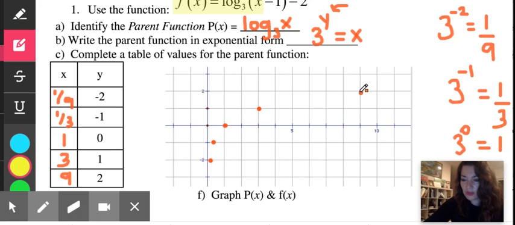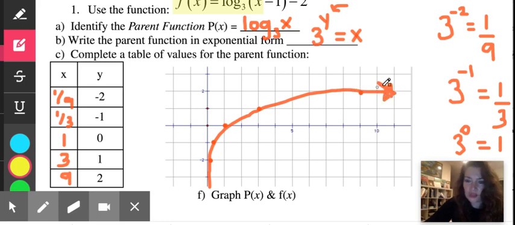So if you remember the log function, as we mentioned, it is a curve that looks like this. It's going through all these points. It's going to increase as we go to the right. So draw it the best way you can. It is a sketch. So I have the graph forever going to the right and going down this way. This here is the parent function, p of x.